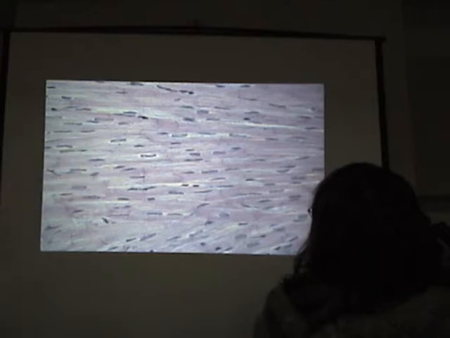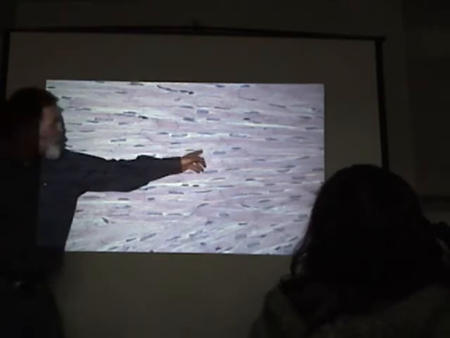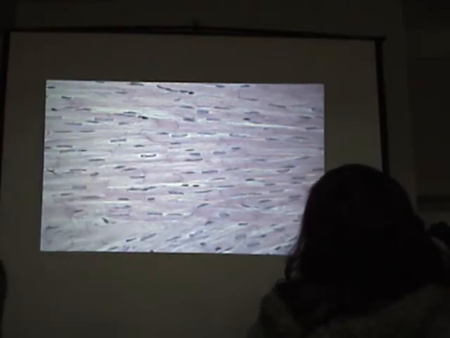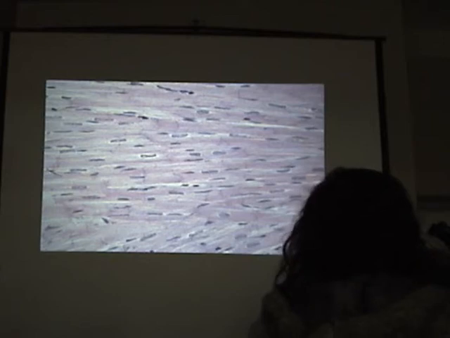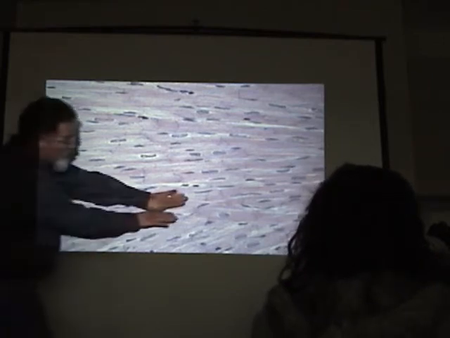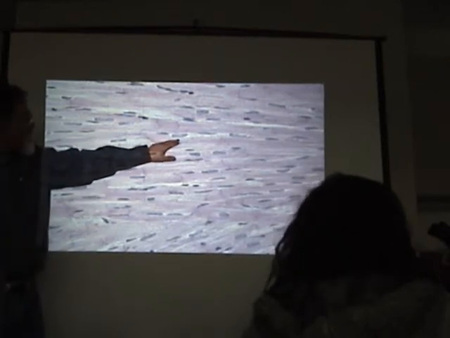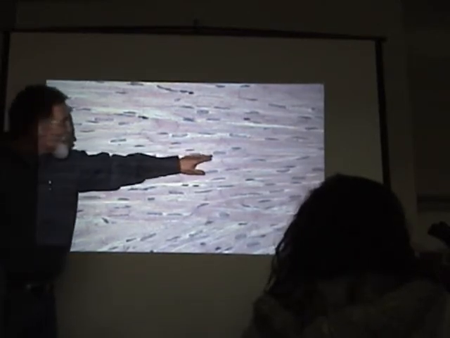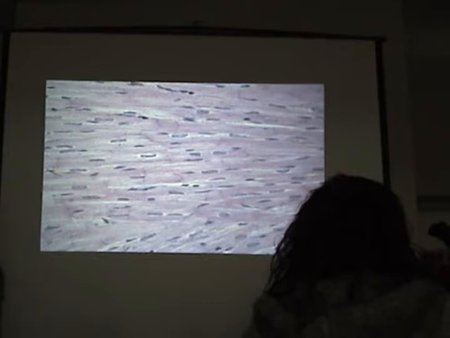The other thing that you can see here is striations. You get a little bit of a feel for that here. You get a sense of branching here. And also, look at these longitudinal profiles of the centrally located nucleus, and you can see there's a white, clear space around it. That halo is where there was a lot of glycogen that's been removed in the process.